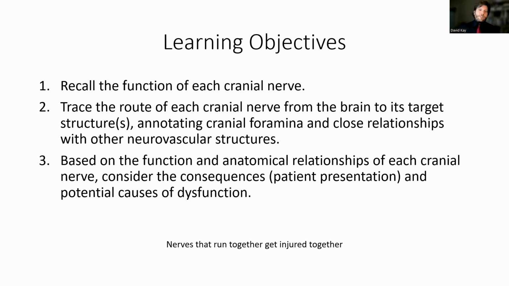Trace the route of each cranial nerve from the brain to its target structures, annotating cranial foramina and close relationships with other neurovascular structures. And then, based on the functional and anatomical relationships of each cranial nerve, consider the consequences, i.e. patient presentation and potential causes of dysfunction.